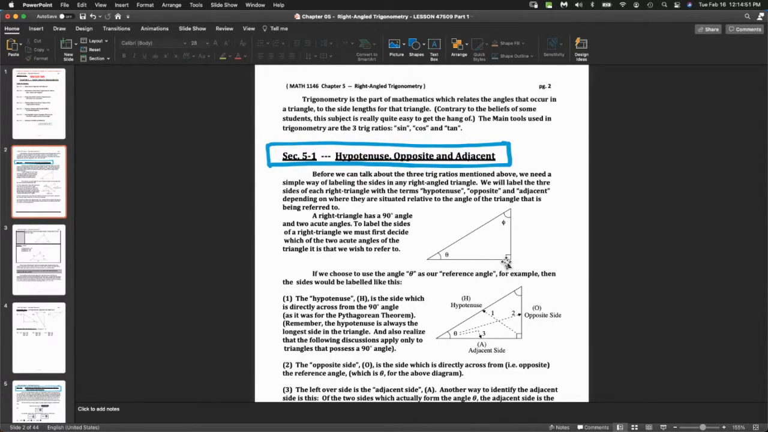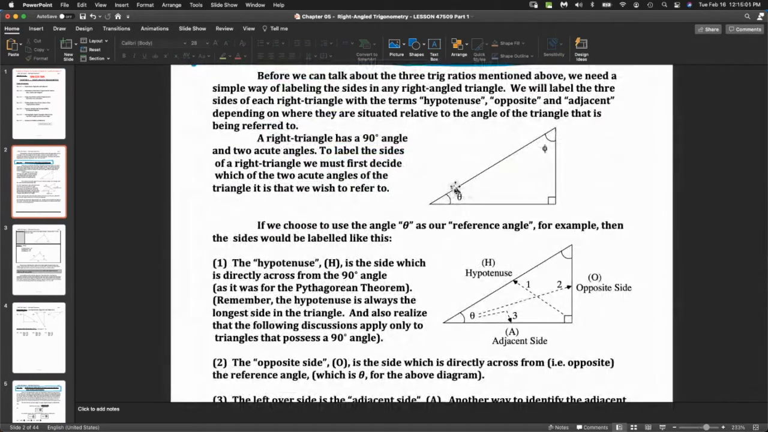See this right angle triangle here? And the goal is to label the triangle relative to one of these angles. Maybe it's this angle here, this Greek letter theta, or maybe it's this other Greek letter phi. So let's just say you choose this angle theta over here in the bottom. Then you can label the triangle relative to that angle. In terms of labeling, you always start with the hypotenuse. See, the hypotenuse is the side that is opposite the right angle.